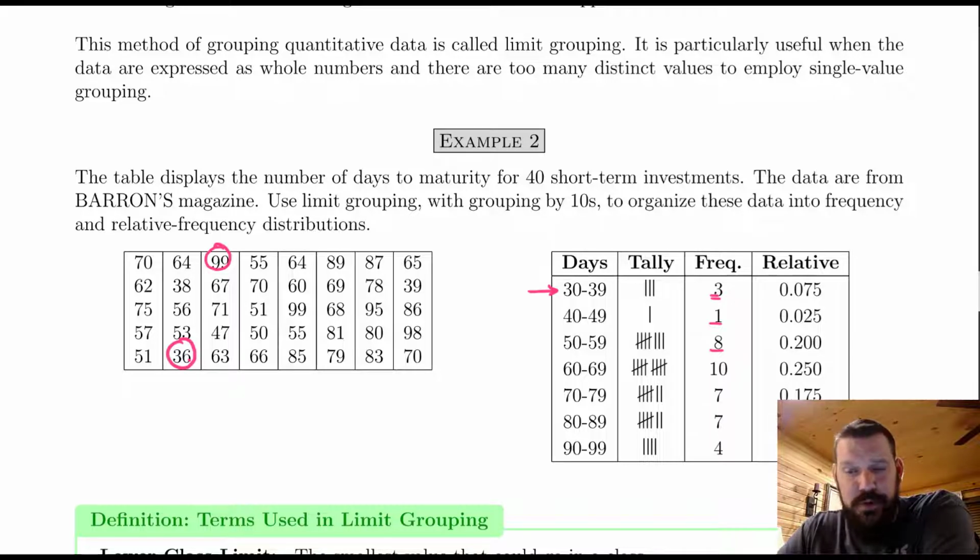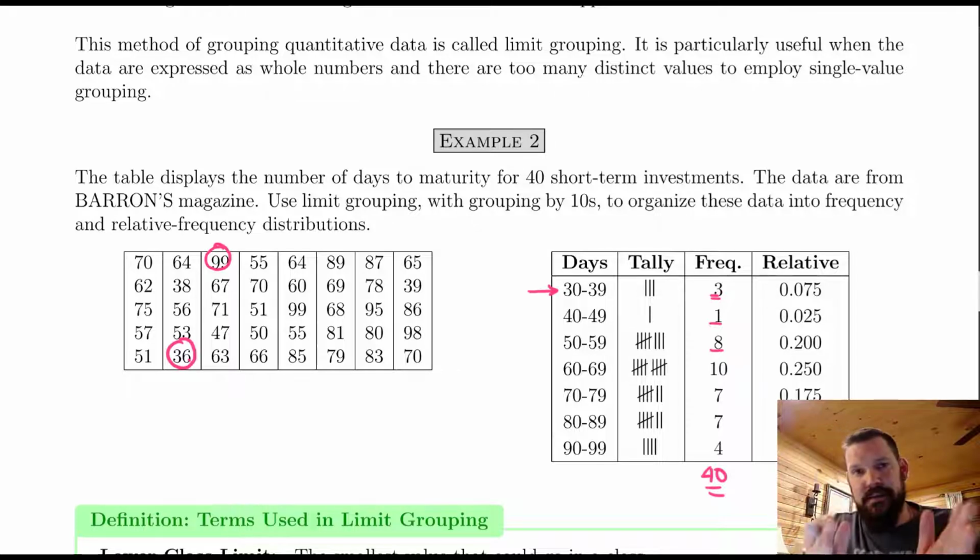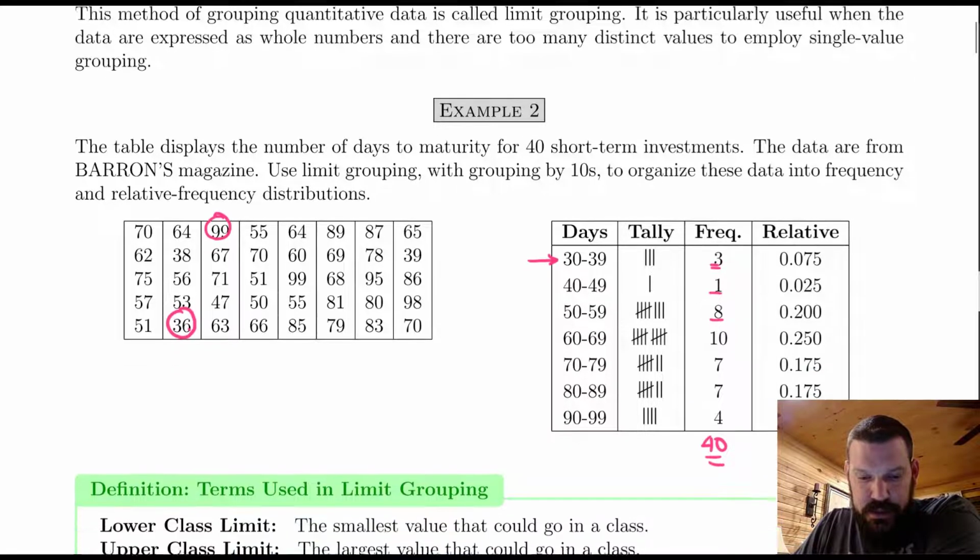The right-hand column is relative frequency. We have 40 investments. Our frequency values total up to 40 if we add that column. So we take each one of those frequency values and divide by 40, and that's where we get our relative frequency. So 0.075 all the way down to 0.10. So with limit grouping, we just divide our data set into equal size classes, a range of values, and then we can come up with this table on the right-hand side of the screen.